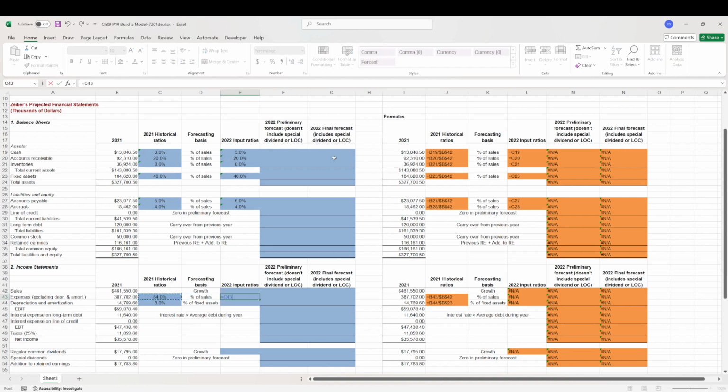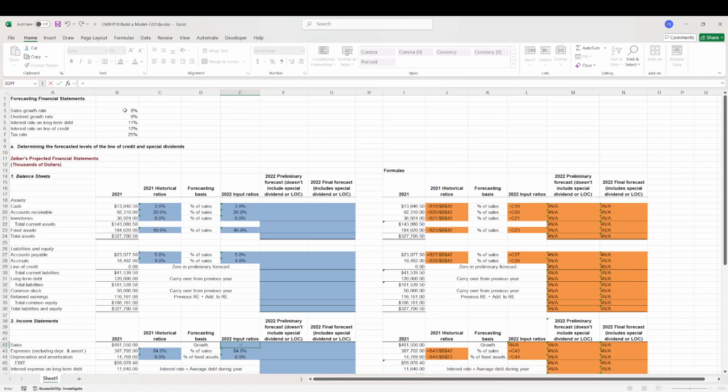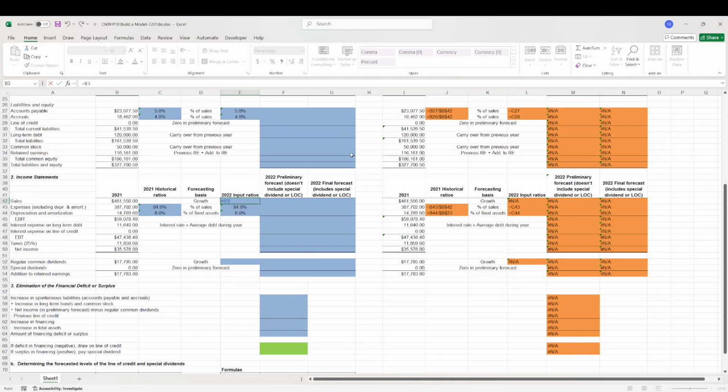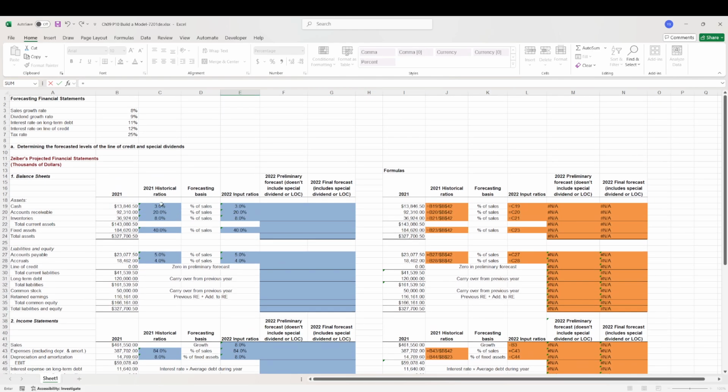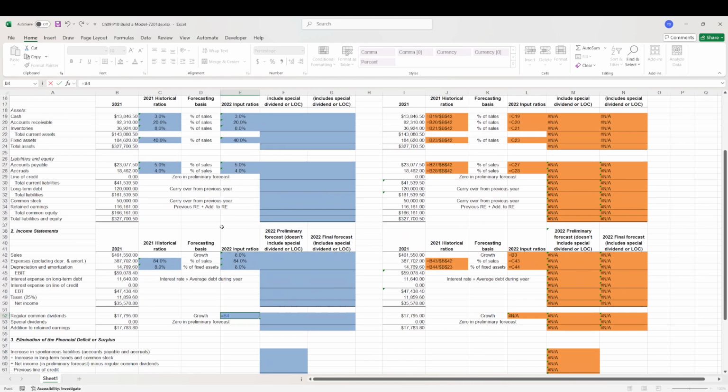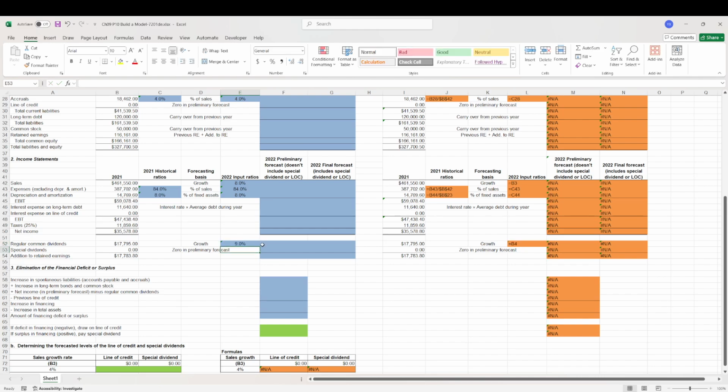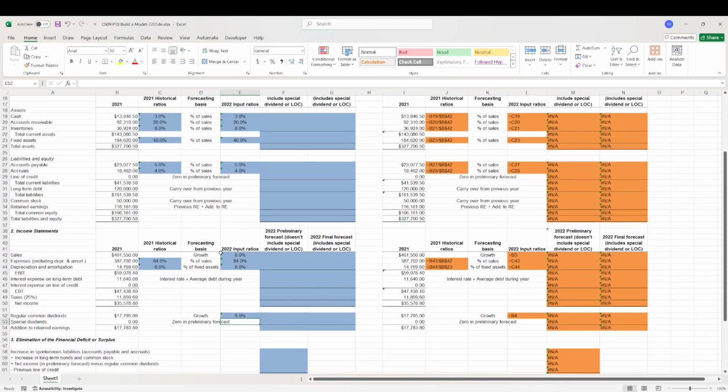And then this ratio is like this, and the growth rate is up here. That's here, sales growth rate 8%, right? So that's the number. And then the dividend growth rate is also a growth. It equals to the dividend growth rate, which is 9%, right? Okay, so that's pretty much most of it, right?